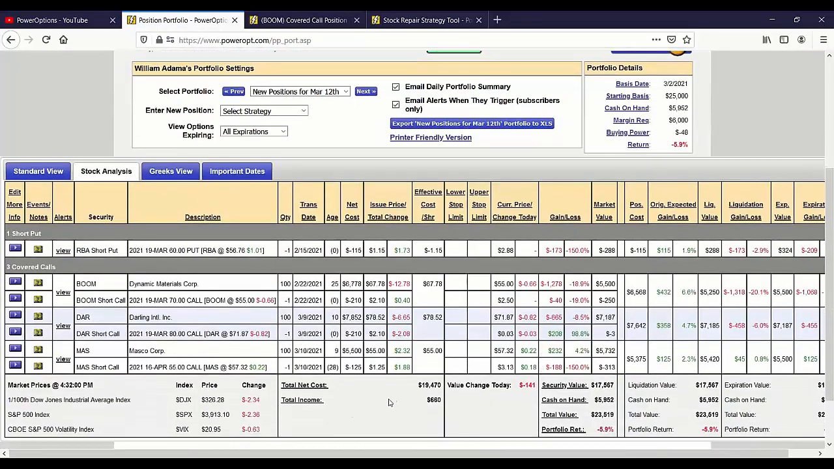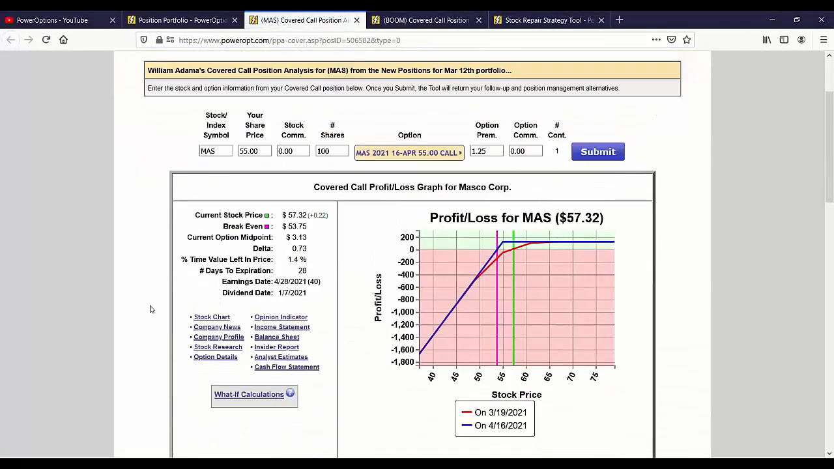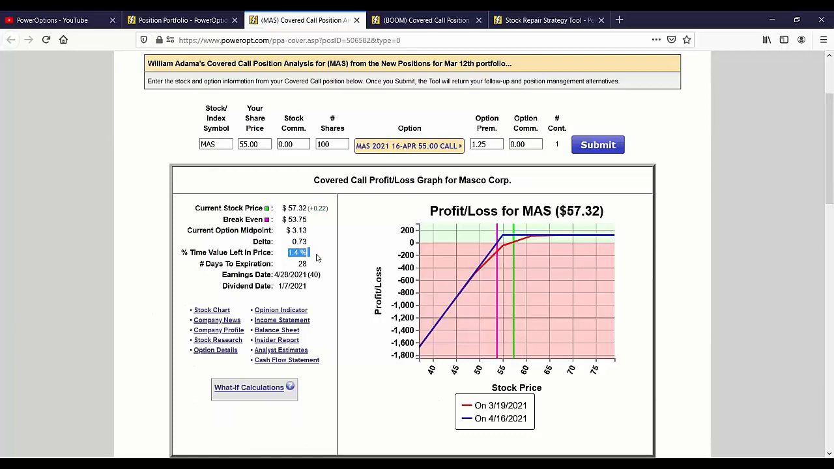Okay, now it hasn't triggered yet. If it had, I'd see this show up as green. But as before, if I saw the alert triggered, I'd go to position actions, and we'd go to position analysis. Time value left in price is 1.4%. Personally, Ernie and myself, we allow it to go down to 1%. Why did I say it's different? Well, we each have our different goals. If you want to use 2.5%, that's your prerogative.